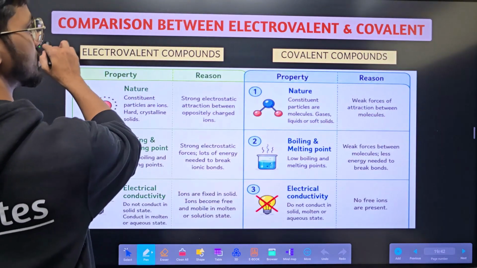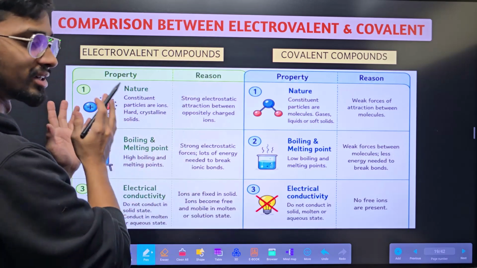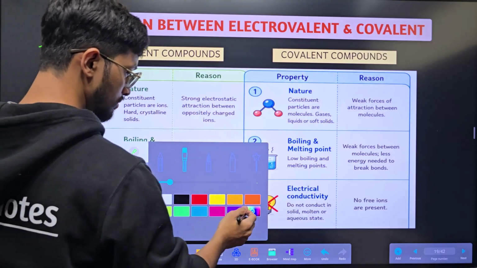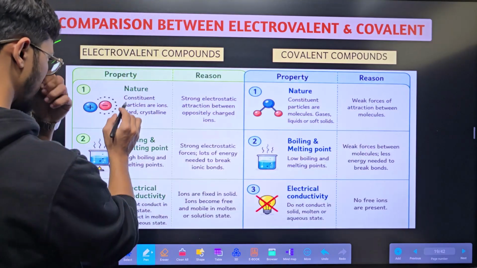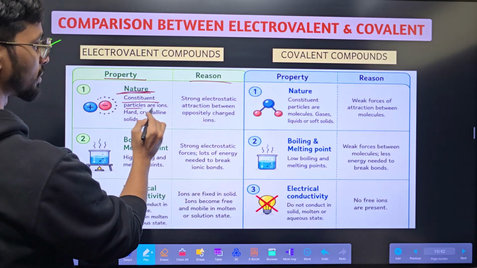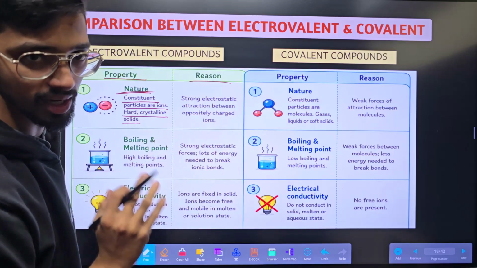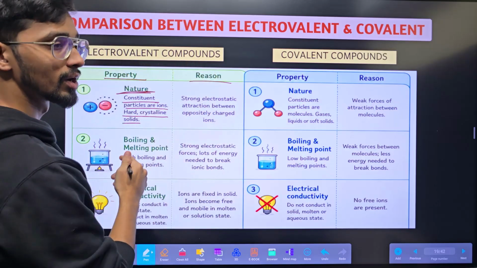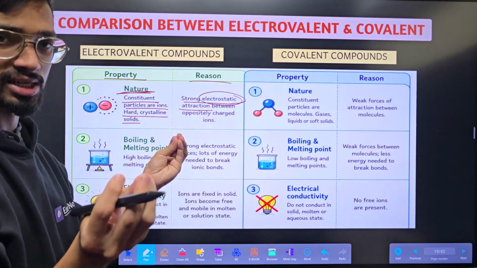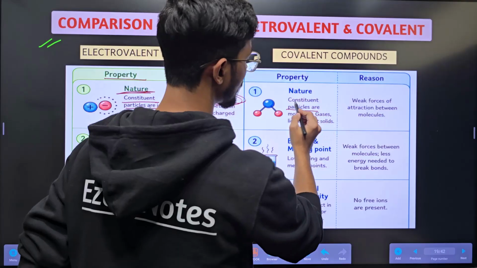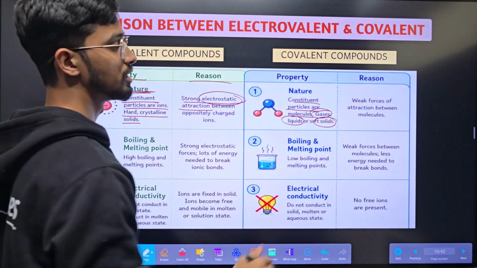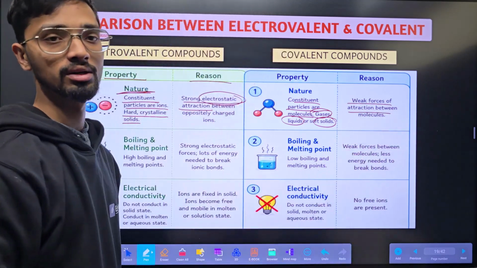Next, comparison between electrovalent and covalent. Electrovalent, which we learned in the last class, and covalent, which we are learning today. The first thing, property and reason. Nature: constituent particles are ions. They are hard crystalline solids. Why are they hard? Because there is an electrostatic attraction between the oppositely charged ions. But here, constituent particles can be gases, liquids, or soft solids, not hard solids, because there is a weak force of attraction between the molecules.